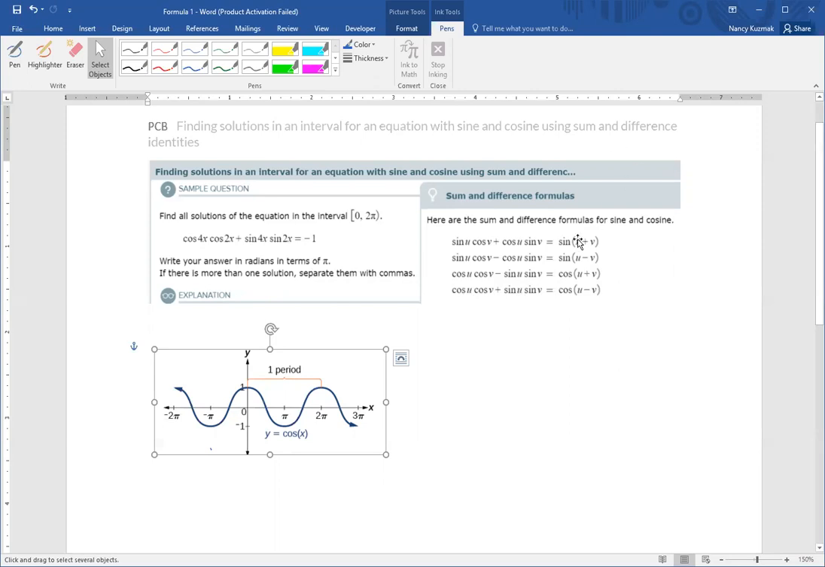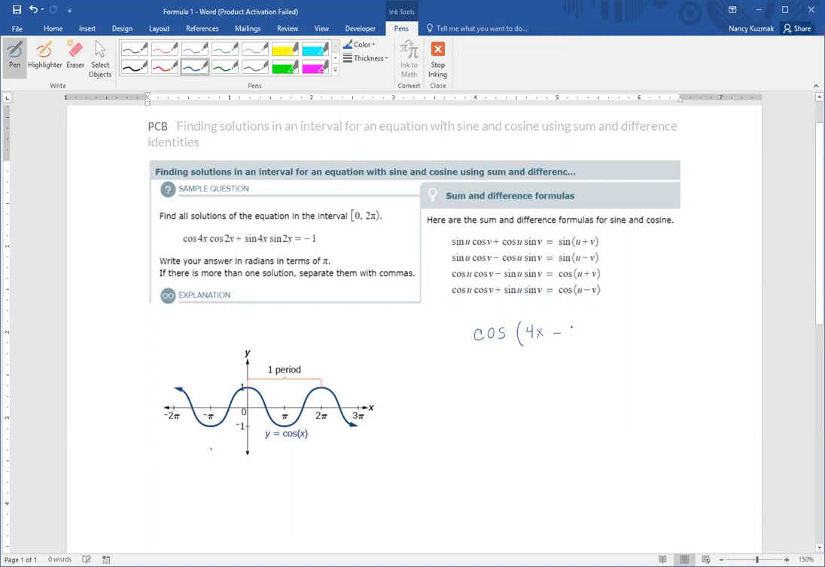So u in this case is going to be the 4x, and v in this case is going to be the 2x. So your cosine 4x cosine 2x plus sine 4x sine 2x is going to be equal to cosine of u, which is 4x, minus v, which is 2x, and that's going to equal -1. So if I simplify that a little bit more, I get the cosine of 2x equals -1.